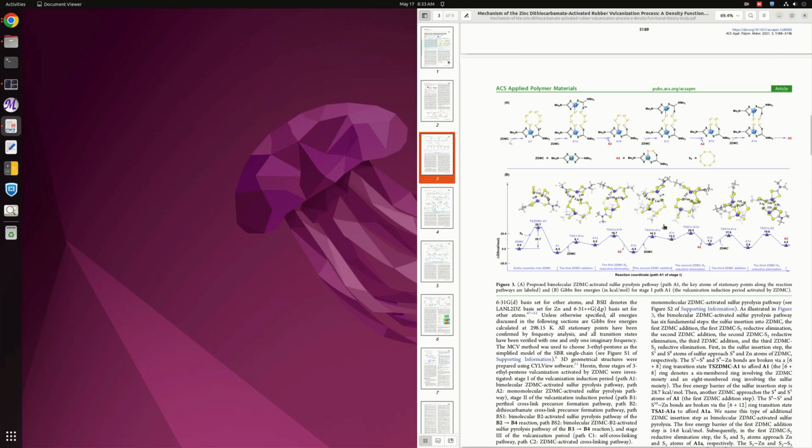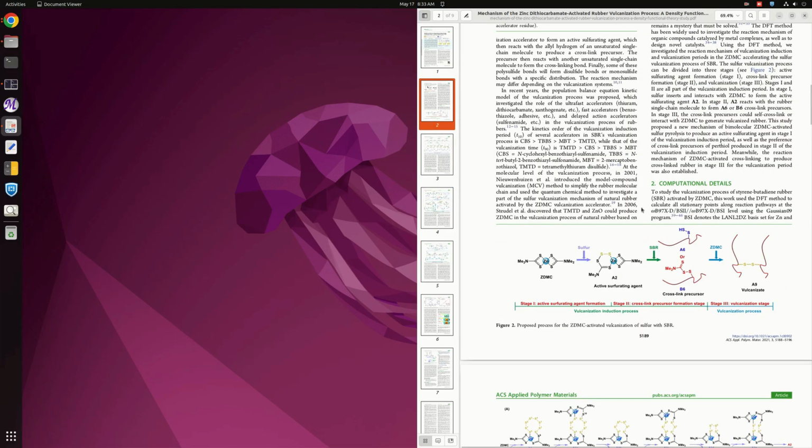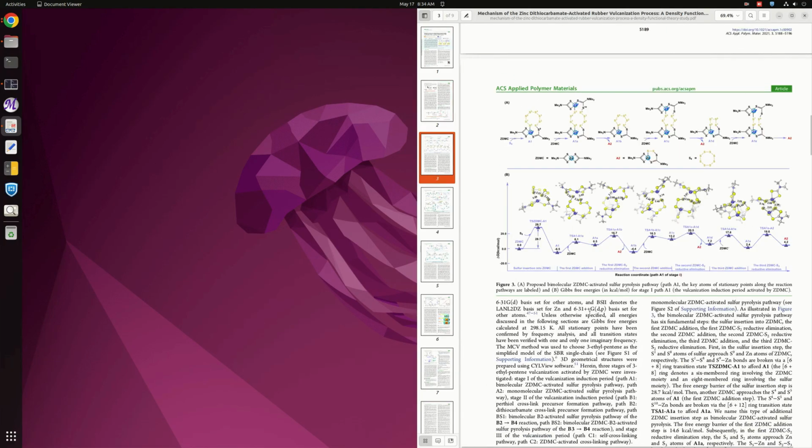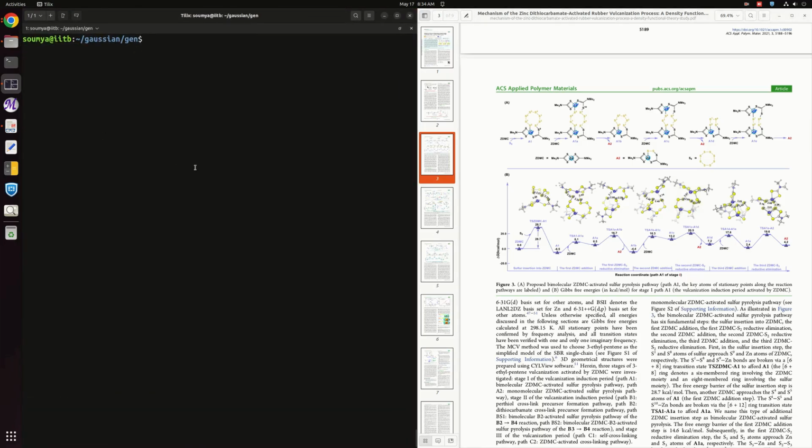So this means they first performed some calculation, and when they calculated their final energy, they used this kind of basis set for zinc and this kind of basis set for the other atoms. This is how they mixed their basis sets, and today we are going to do something similar. For that, I have one input file.